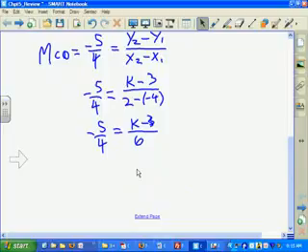Negative 5 over 4 equals k minus 3 over 6. Do you guys like working with fractions when you're trying to solve for a variable? Matthew's shaking his head. No? Michael? You should multiply both sides by 6. Both sides by 6. Okay, let's try that.